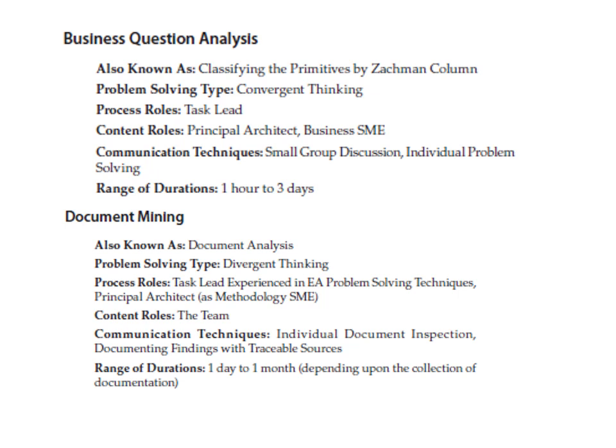So here, business question analysis duration may take up to 1 hour or it may take up to 3 days. Next is document mining. Document mining is also known as document analysis. Problem solving type is divergent thinking. Process role is task lead experienced in the EA's problem solving techniques. Content roles are principal architect and the team. Communication technique is individual document inspection, documenting findings with traceable sources. Range of duration is 1 day to 1 month. It may take 1 day or it may take 1 month to process the document.